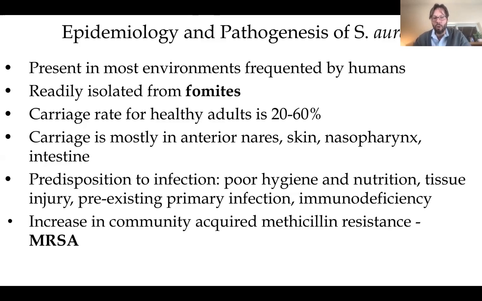The carriage rate, or just how many people have Staph aureus on them in healthy adults, is 20 to 60%. So there are a lot of us in this Zoom meeting right now who have Staph aureus on us, but luckily it's not infecting us at this point. Typically, where we have it is going to be the anterior nares, or the outside of our nostrils, our skin, the nasopharynx, and in our intestine.